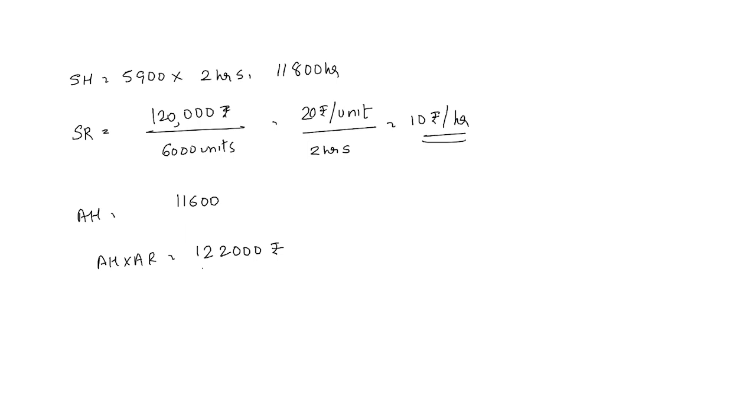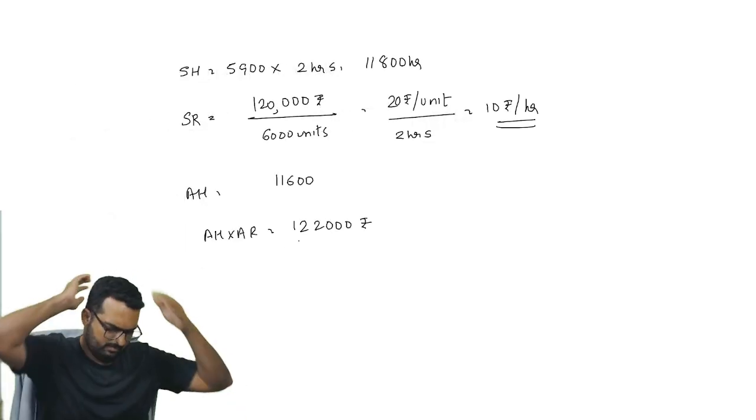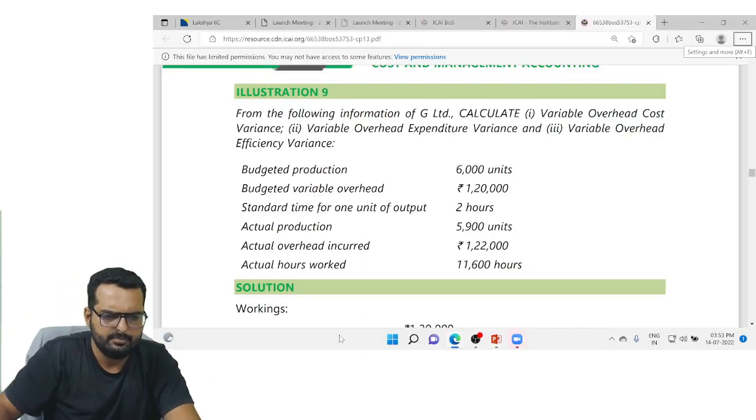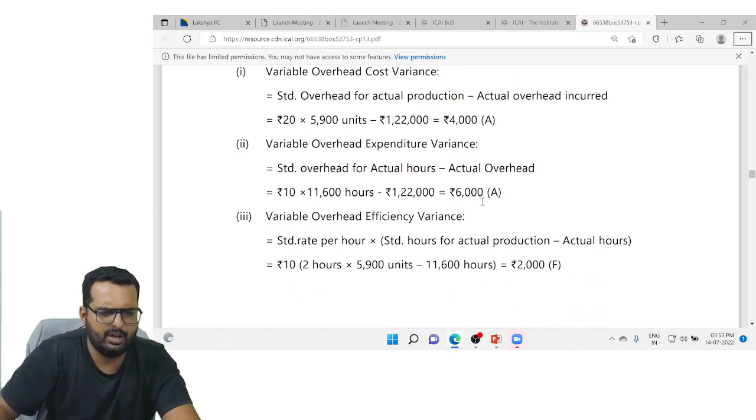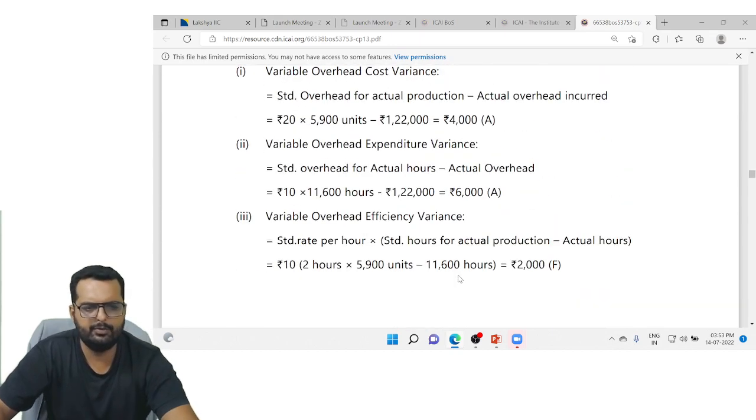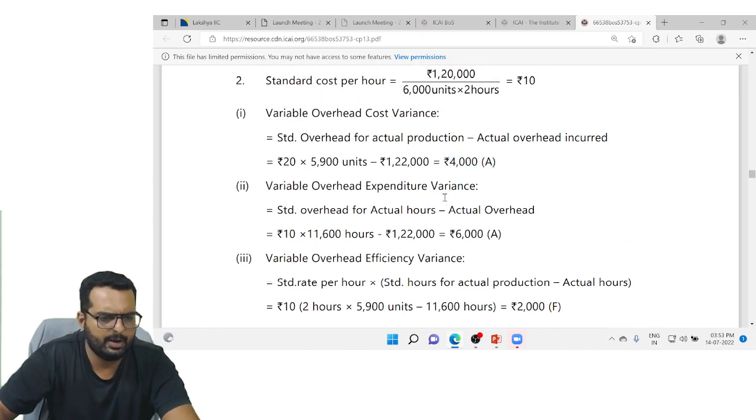Are you all done, friends? Have you all got this answer? I'll show you the solution now. 6,000 is expenditure variance, efficiency is 2,000. So net will be 4,000. Perfect. Everybody is clear with this part.